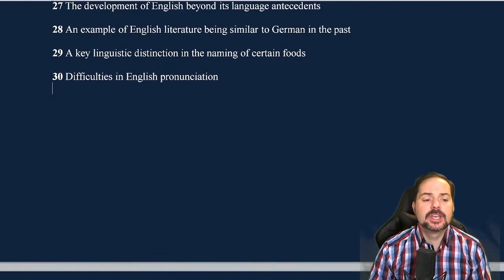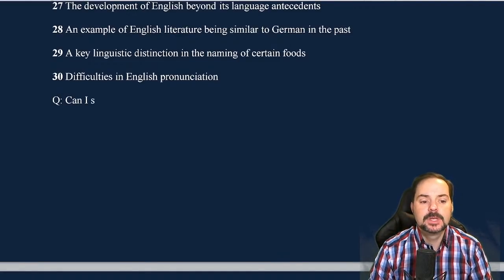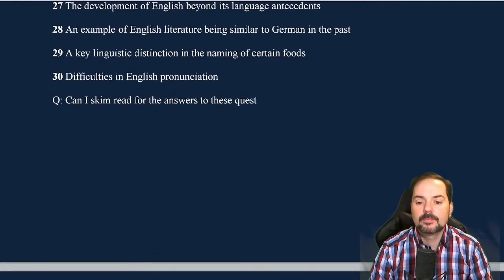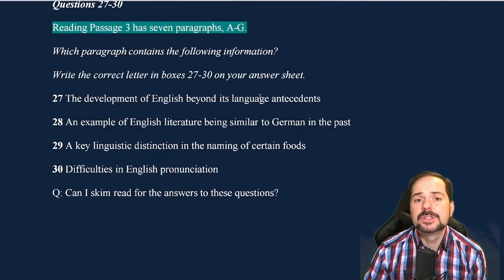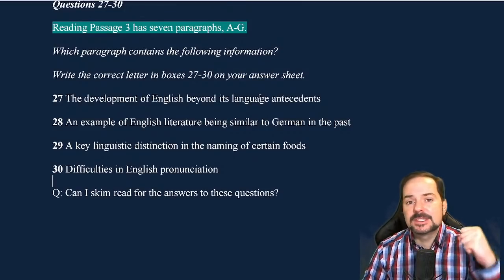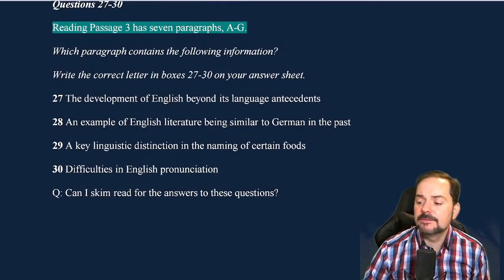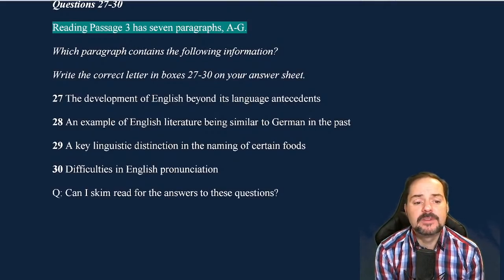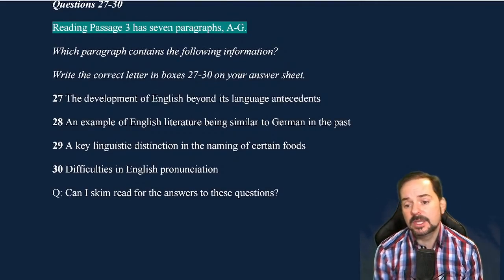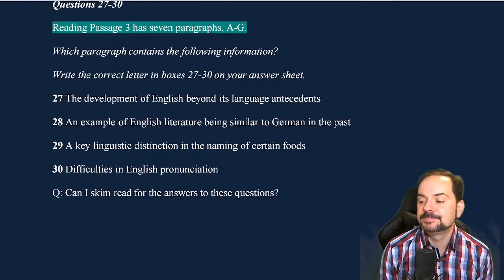All right, quick question here. Can I skim and scan for the answers? Okay, so can I skim read for the answers to these questions? Okay, this is an important one because I know a lot of students are still hoping to use some good skimming and scanning strategies to answer all the questions. So students, can I skim and scan for these questions? Like, can I skim read the passage and for 27, skim read and find the keyword like development or the keyword antecedents and then answer that one and go like, woohoo, okay, picked up a point.